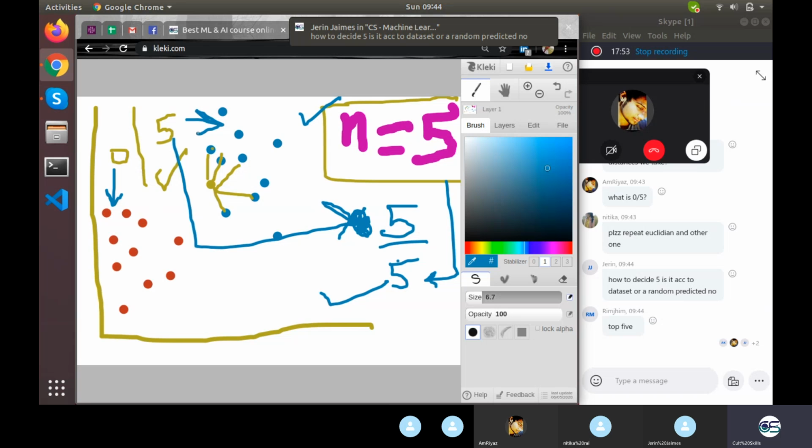That's the example I gave. How to decide 5, whether it is according to the dataset, that thing I'll come up with. Okay, so Amar, I guess it is clear.